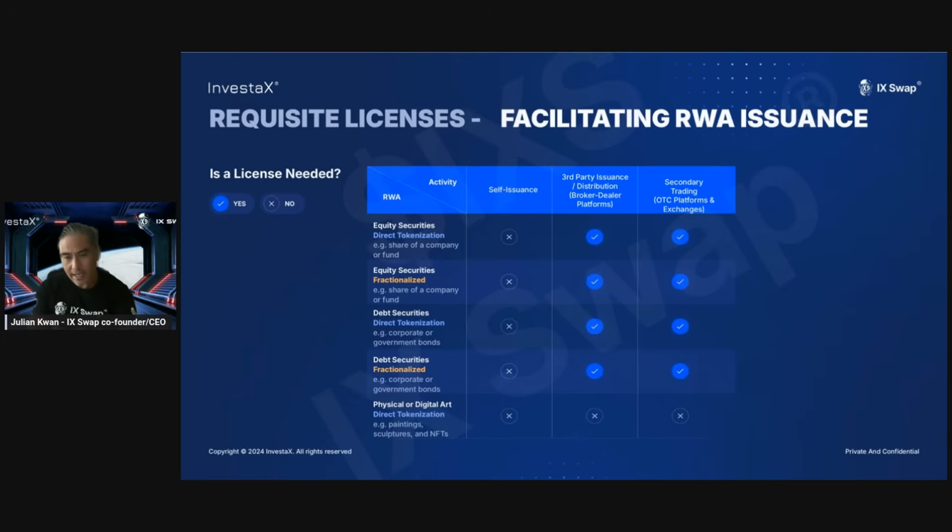And again, that's why you need to work with professionals to get these things sorted in the first place. Is it equity? Is it debt? Is it real estate? Is it art? What type of RWA is it? Are you issuing it yourself? Hey, I'm a startup and I'm issuing my own real estate tokens to my own investors. You don't need any licenses for that. It's your company. You can sell it.